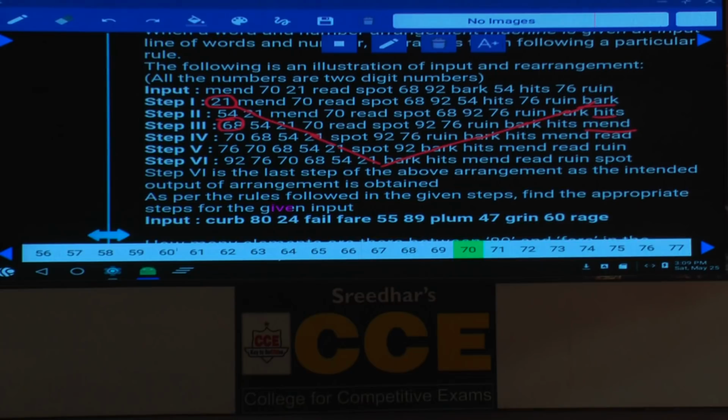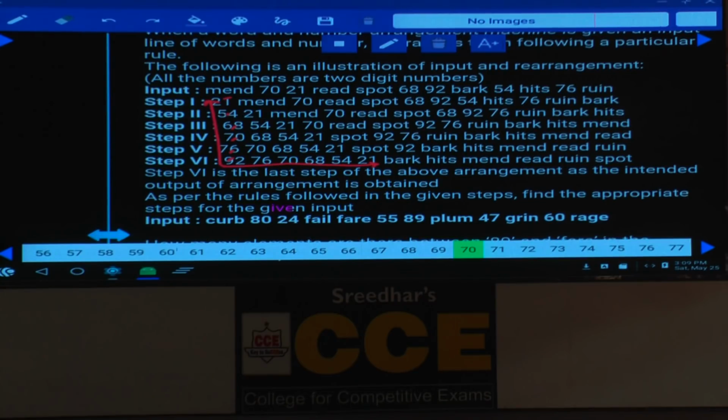Now in all these, if you observe here, 92, 76, 70, 68, 54, 21. Check out here the first numbers: 92, 76, 70, 68, 54, 21. Here also 92, 76, 70, 68, 54, 21. That means in each and every step, only at the first place the number is arranged.